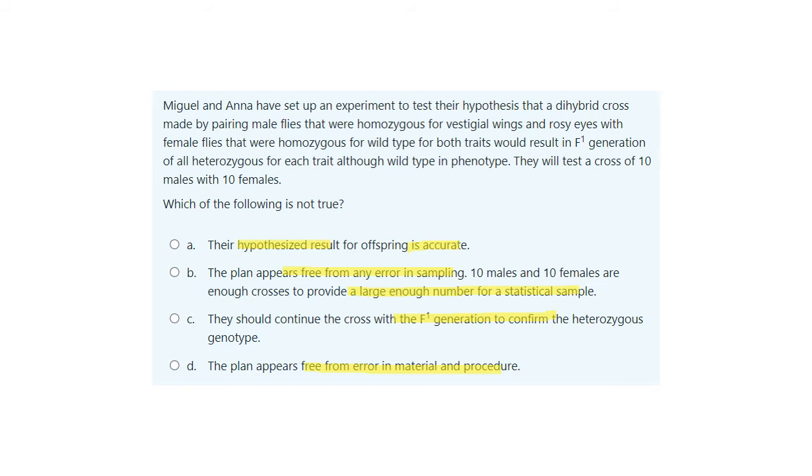So Miguel and Anna have set up an experiment to test a hypothesis that a dihybrid cross, made by pairing male flies that were homozygous for vestigial wings and rosy eyes with female flies that were homozygous for wild type wings and wild type eyes, would result in an F1 generation that were all heterozygotic, although each would be wild in phenotype. So they will cross 10 males and 10 females.